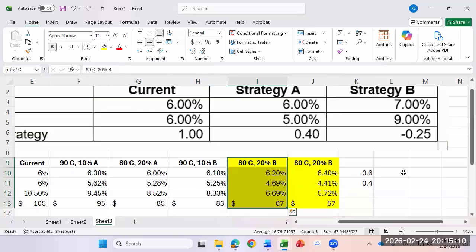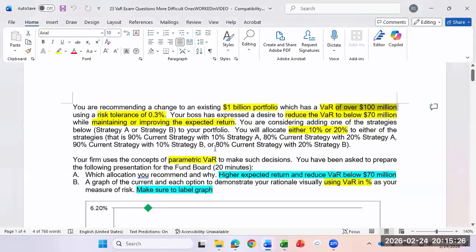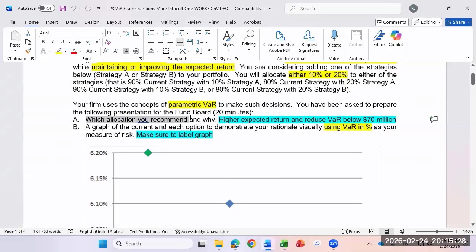There's nothing fake about the analysis. What's questionable is do you trust the assumptions? If you 100% trust the assumptions, the analysis is pretty simple, isn't it? You're just plugging numbers into formulas, so it's pretty straightforward. Right? So which allocation would you recommend?